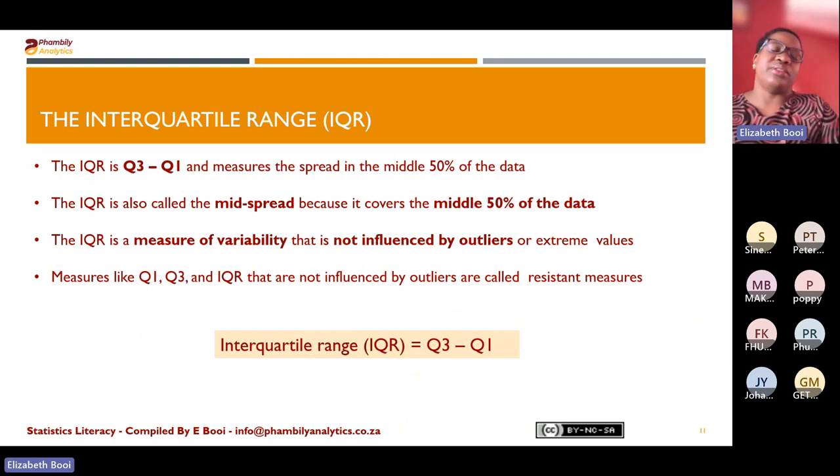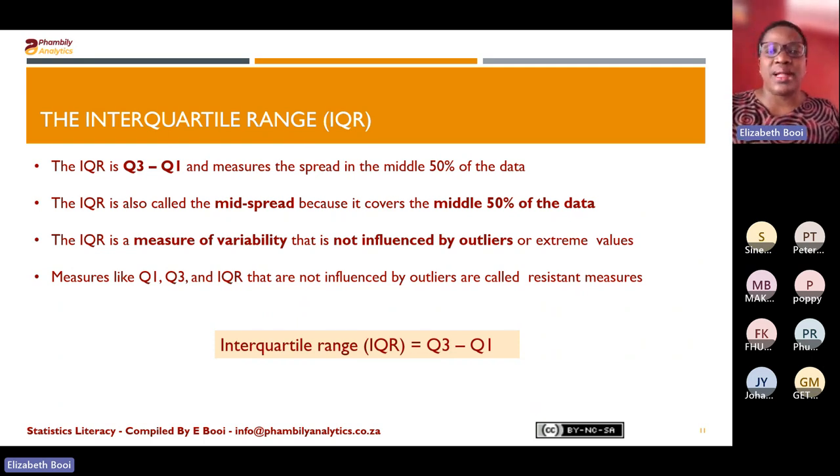Then we move on to what we call the interquartile range. Remember, when we dealt with measures of dispersion, we spoke about the range of the data, which is the smallest value to the highest value. The difference between the two gives us the range of the data.